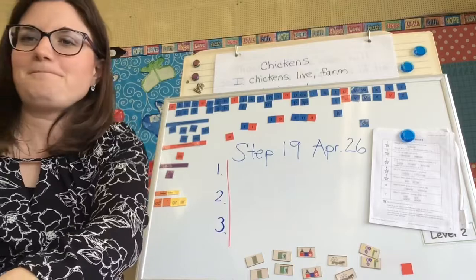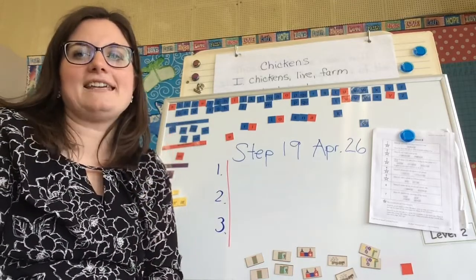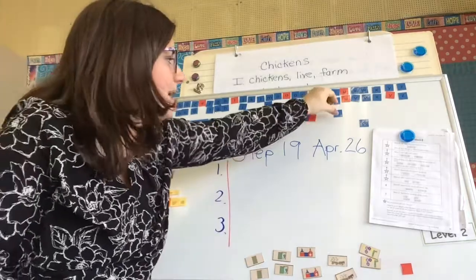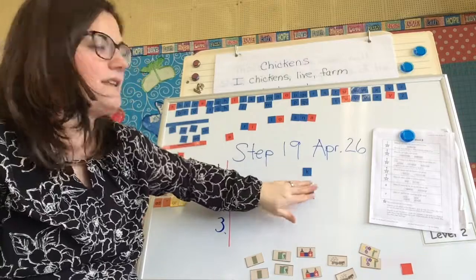Okay? So your first word that I want you to spell is black. And you're going to pick whether you're going to do CK or K. Black.